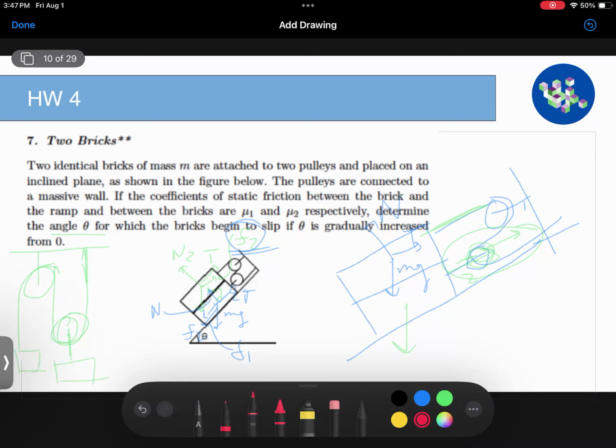This string, I'll highlight in red, that string has tension. That string is going to pull this block upwards. The reason why is that if I look at the forces on the wheel, right? Yeah, this one makes sense. Yeah, that makes sense.